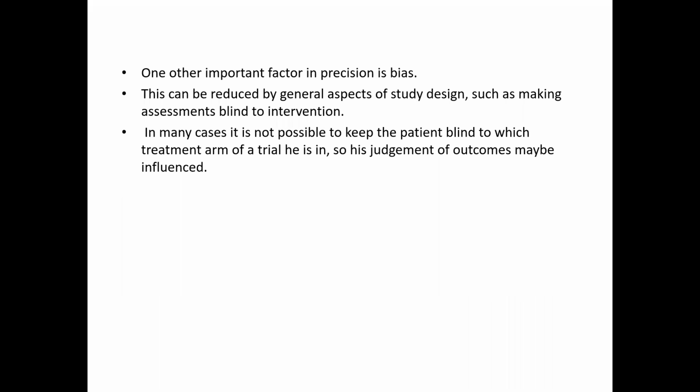So this point I want to discuss because the important factor in precision is bias. Whether bias is there or not, you should be able to see, because sometimes bias causes all problems. So all the assessments in the study design should be done blind to the intervention. Patients should not be knowing whether they are taking treatment or not. That is, you'll take the consent, but you'll be making them blind. Blind means they do not know what they are taking. In many cases, it is not possible to keep the patient blind because he has to be knowing what treatment he is undergoing. So judgment of outcomes may be influenced because of this bias.